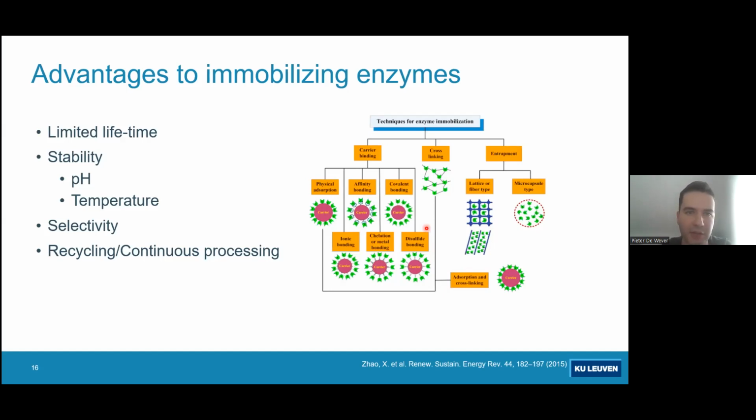So it's a means of stabilization, but it can also increase the stability against more aggressive media, like much higher or lower pH values or much more elevated temperatures. We can influence also the selectivity of the enzyme towards certain products and substrates, and it enables continuous processing or facilitates recycling the enzyme activity. So while there are various methods which can be adopted to immobilize enzymes, like a carrier binding approach, a cross-linking approach, or an entrapment approach, we opted for a carrier binding approach, as the carrier itself actually has a particular influence on the enzyme function.